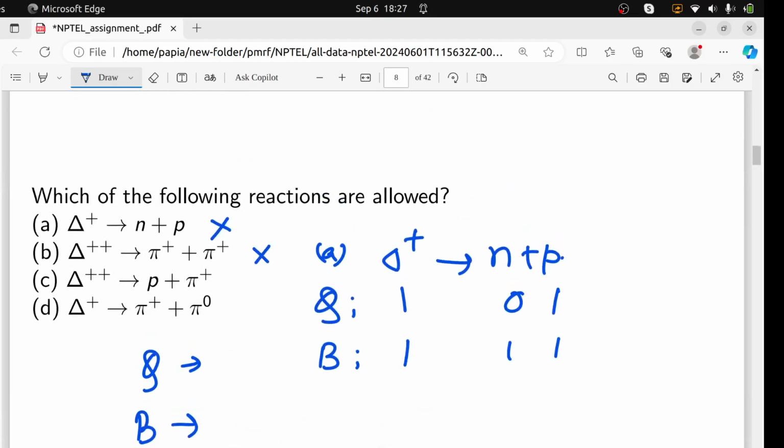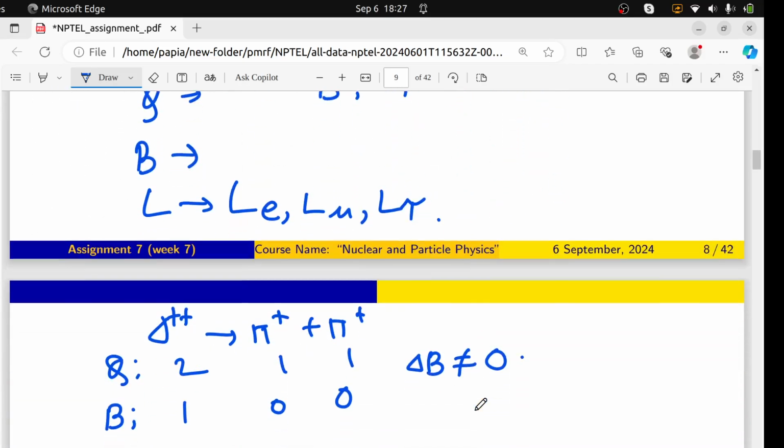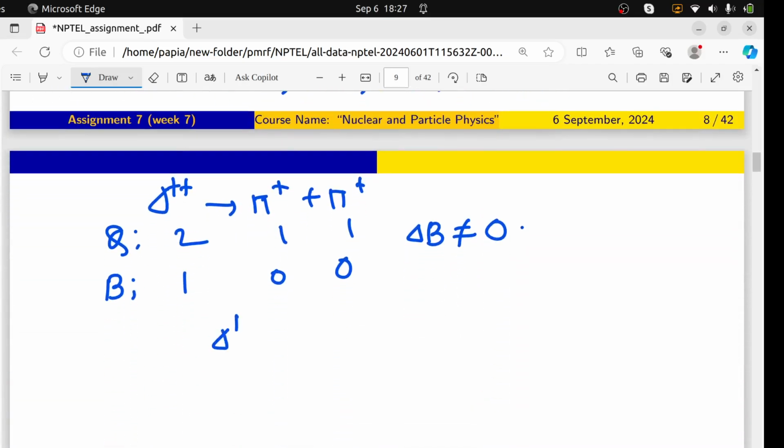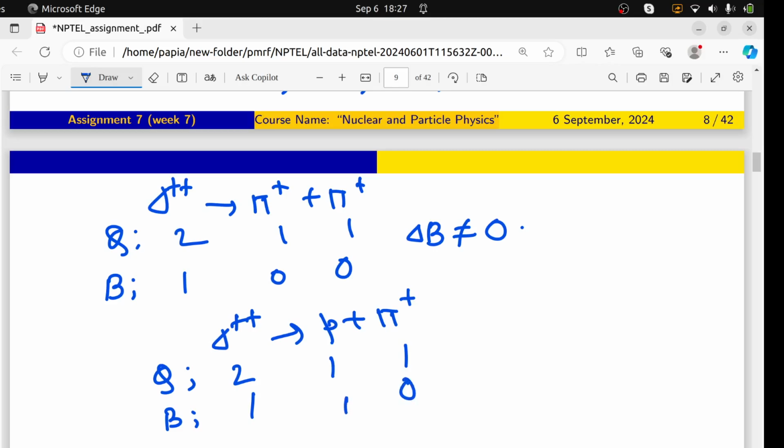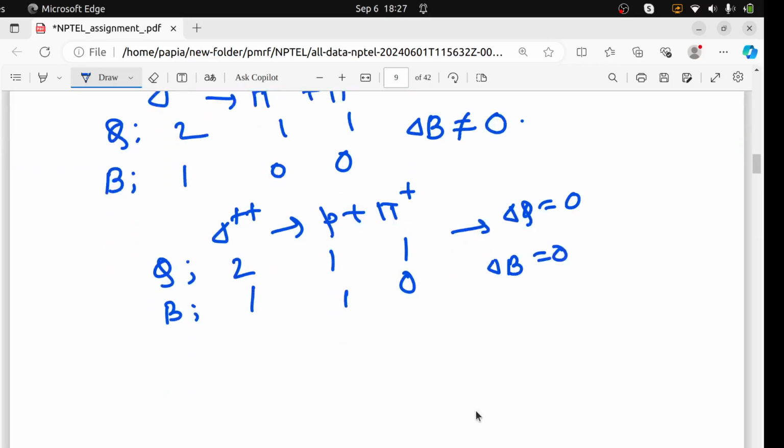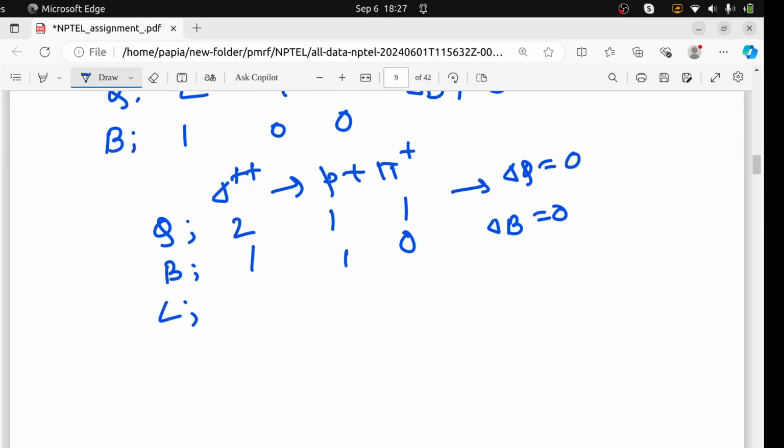Now delta plus going to P plus pi plus. Charge is 2, 1, 1, fine. Baryon: this is 1 baryon, this is also a baryon, this is not a baryon, so that is also fine. Now I am writing delta Q equals 0, delta B is also 0. Now coming to lepton, obviously we will not check lepton right now because there is no lepton particle here. So delta L is also 0.